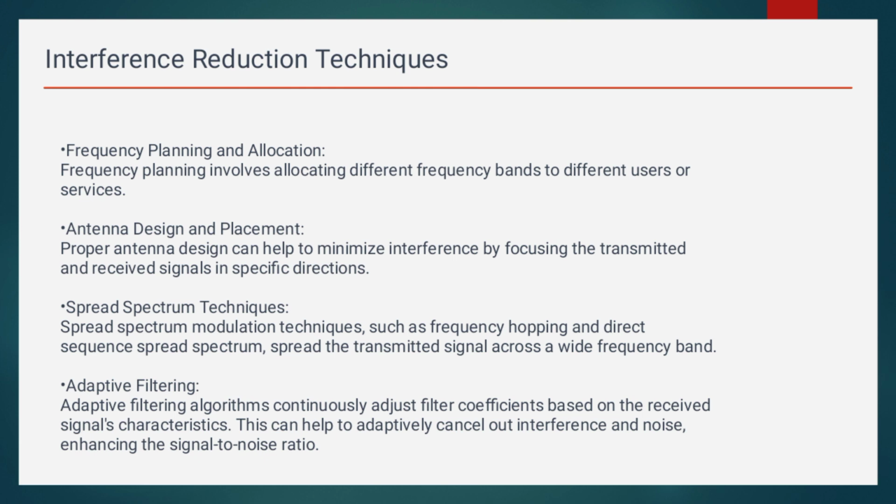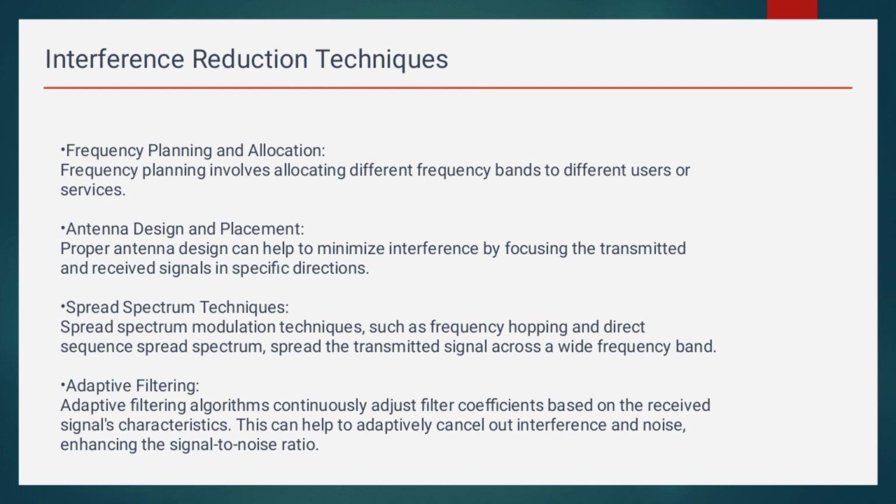The first point is frequency planning and allocation. In wireless communication systems, frequency planning involves allocating different frequency bands to different users or services. By carefully assigning frequencies and minimizing overlap between adjacent channels, the interference between different signals can be reduced.